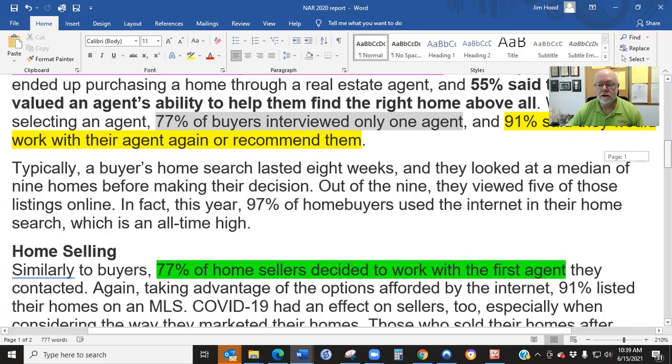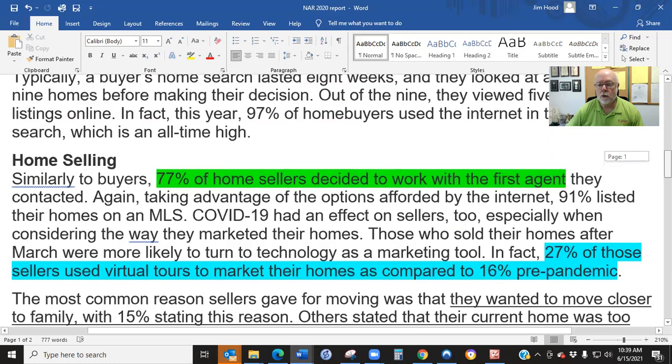Let's see here. The blue one: 27% of sellers use virtual tours to market their homes compared to 16% pre-pandemic. So virtual tours became much more important to home sellers because they didn't want people bringing cooties into their home, which I can understand and appreciate.